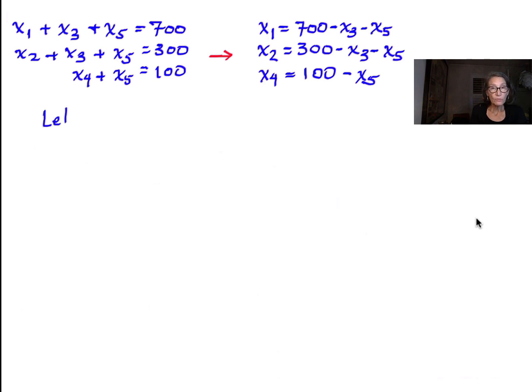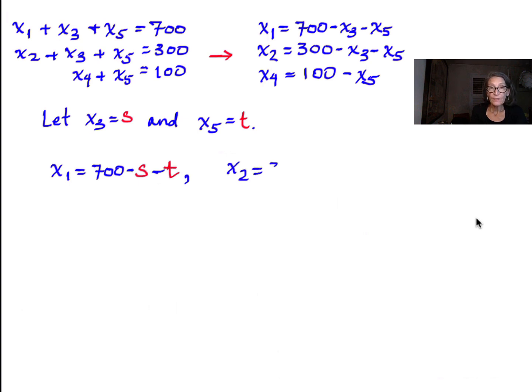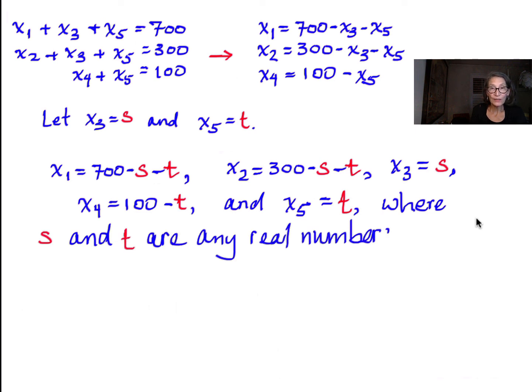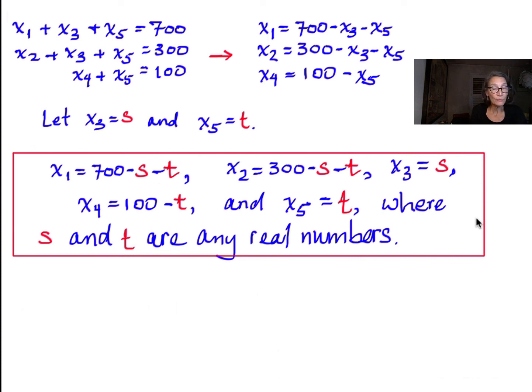So now let's use parameters. Let x3 be s and x5, let's call that one t. So now the solution is going to be x1 is 700 minus s minus t. x2 is 300 minus s minus t. x3 is s. x4 is 100 minus t. And x5 is t, where s and t are both any real numbers. So 2 free variables, 2 parameters, and then we have 3 dependent variables.